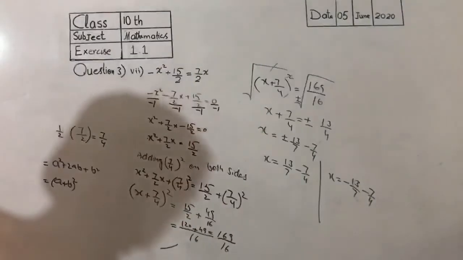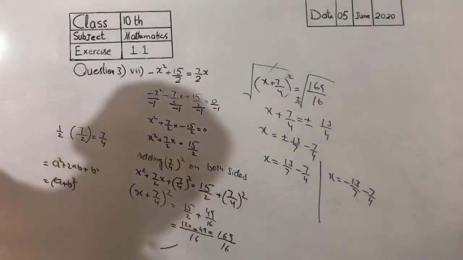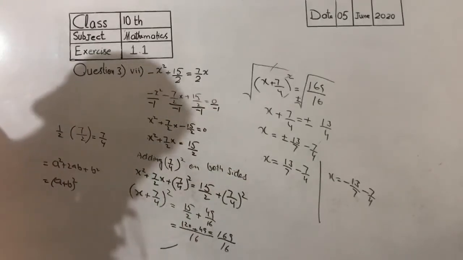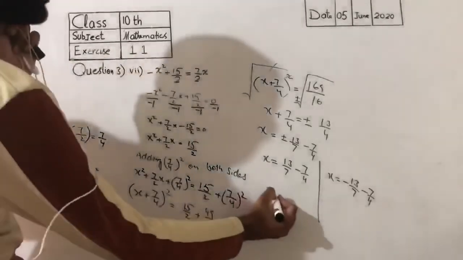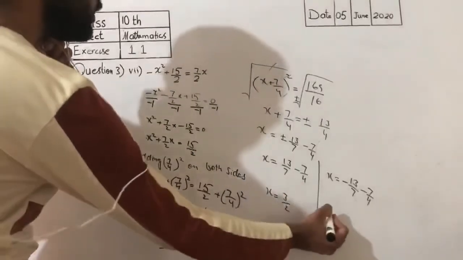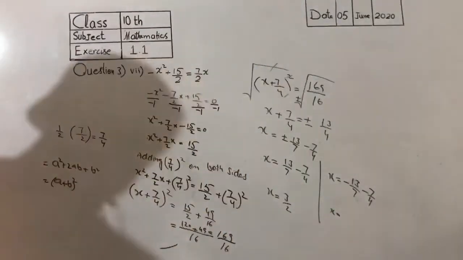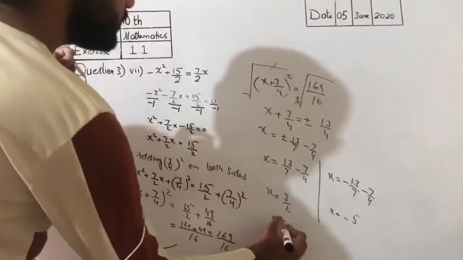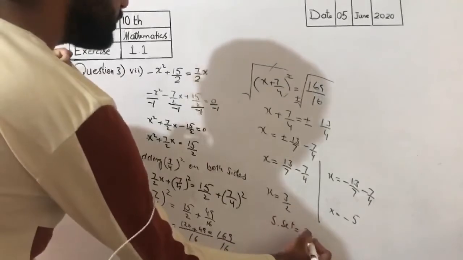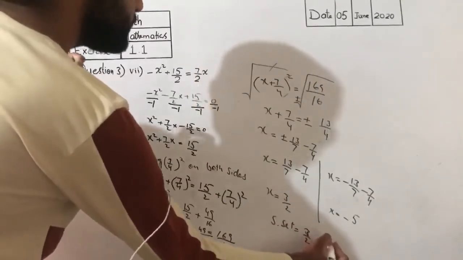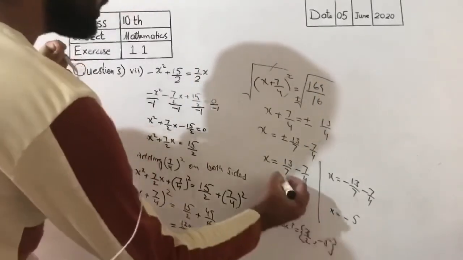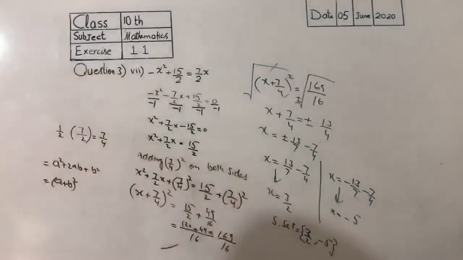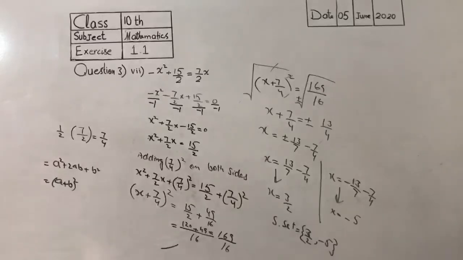When you solve it for the values of x, we get a solution set, that is, here we get x is equal to 3 by 2, and here we get x is equal to -5, and the solution set will be 3 by 2 and -5. Try it yourself and you can easily find the value of x, and this is the part number 7 of question number 3.